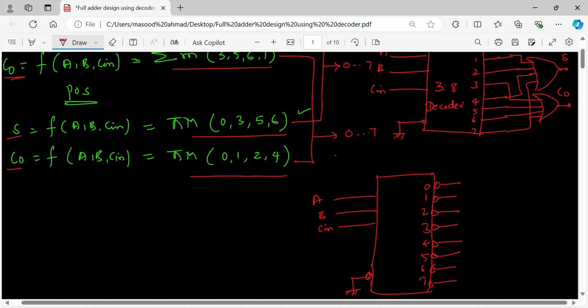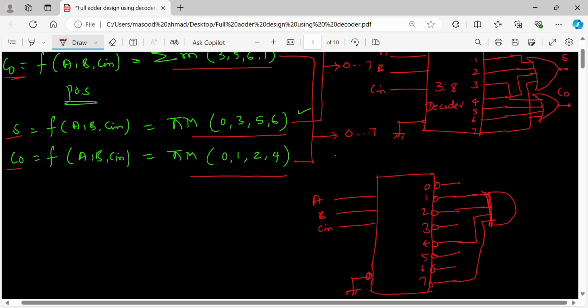What is my requirement? 1, 2, 4, 7. 1, 2, 4, then 7. You take this, connect it to the OR gate. Okay. We will connect it to OR gate or AND gate. We will connect it to an AND gate. Once we connect it to the AND gate, what we are getting are max terms actually.